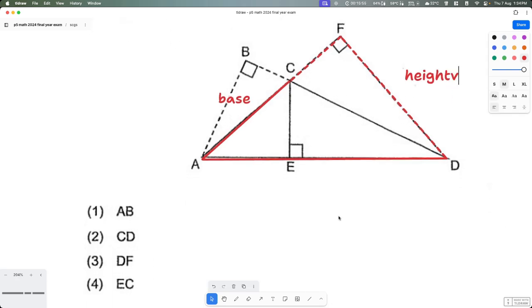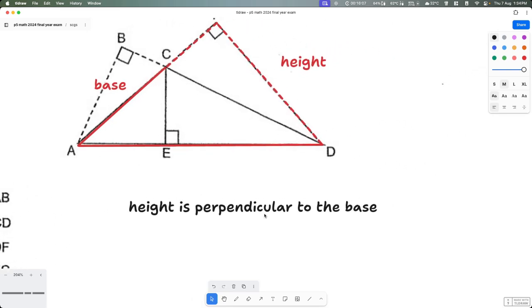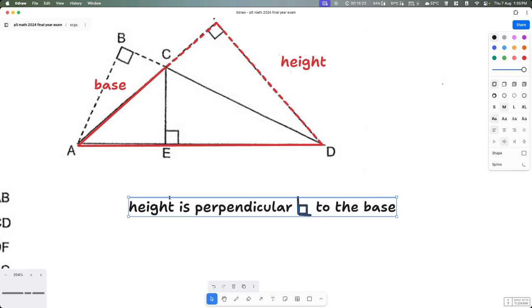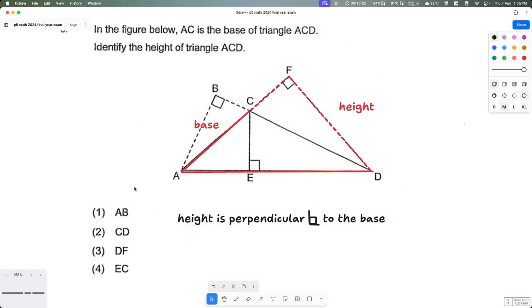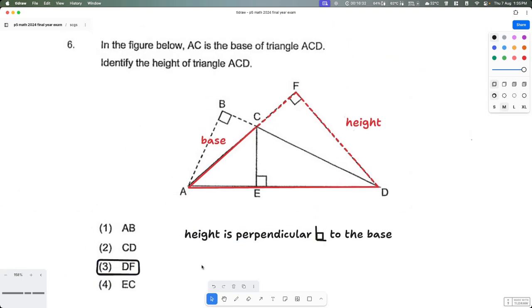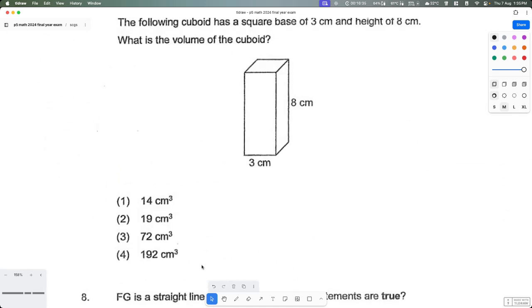Height. So just to give you, height is perpendicular to the base. Okay, perpendicular means I'll just put these two lines like this, and then we have the rectangle to be like this. Okay, perpendicular to the base, right? Height is perpendicular to the base, so that means this is FD or DF. So the answer to this is DF, which is option number 3 for question number 6. All right, let's move on to question number 7.